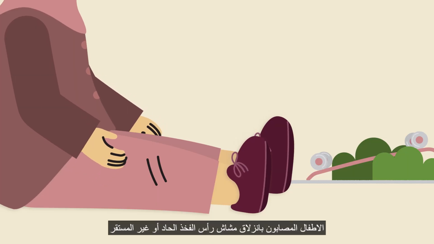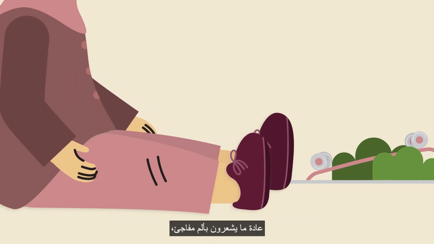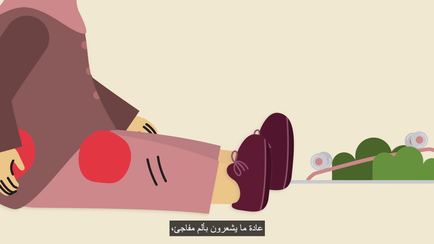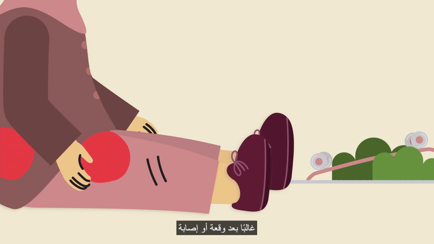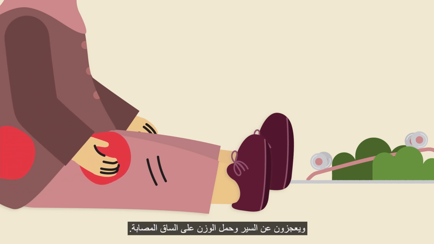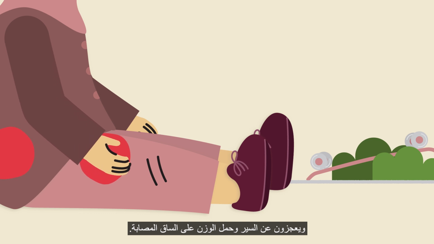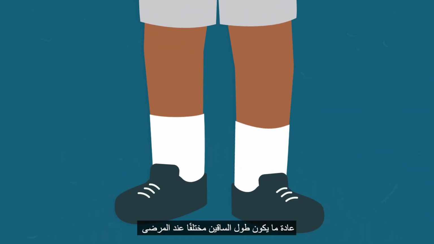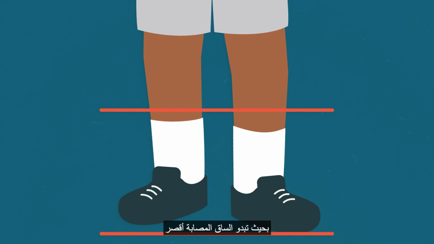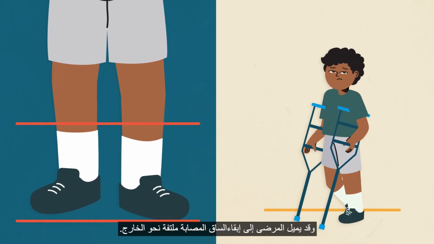Children with severe or unstable SCFE typically experience a sudden onset of pain, often after a fall or injury, and are unable to walk or bear weight on the affected leg. Patients often have a difference in leg length, with the affected leg appearing shorter, and may tend to keep their affected leg turned outward.